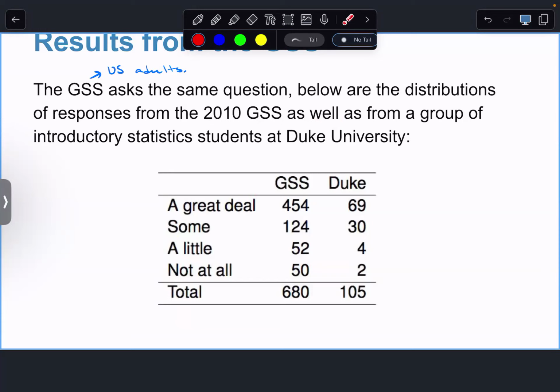So now I've got group 1, I've got group 2. Okay, I'm not going to label them group 1 and group 2 because I think even on the next slide she switches and makes Duke group 1 and the GSS group 2. So I'm just going to skip to there. Threw me off earlier when I did this. And so now we've got these survey results. We can talk about that though.